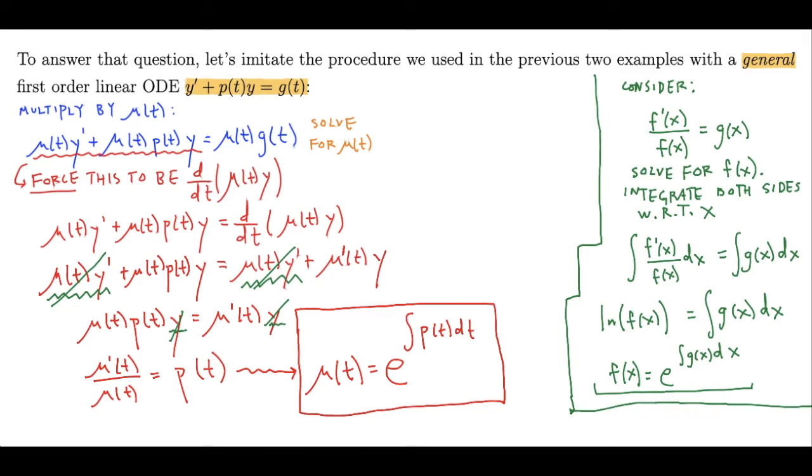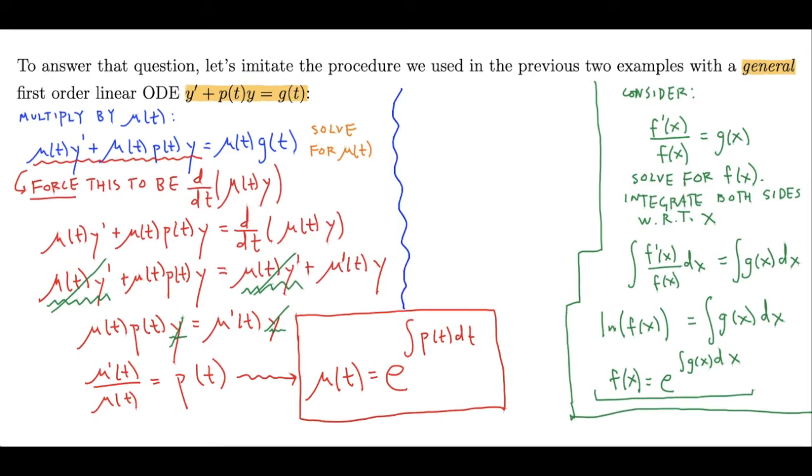So here we have identified a formula that will construct the perfect mu of t given initial or starting ingredients, in this case in terms of p of t. This is a slightly complicated formula because, again, mu of t is defined in terms of the integral of p of t, and that integral is actually in the exponent. But this general derivation does not rely on any specific functions, p of t or g of t. Therefore, this general derivation should work for any first-order linear ODE.